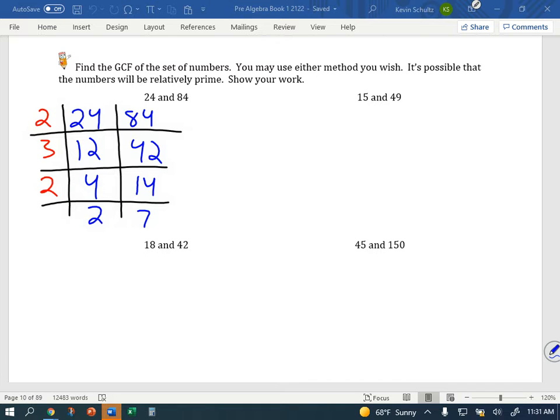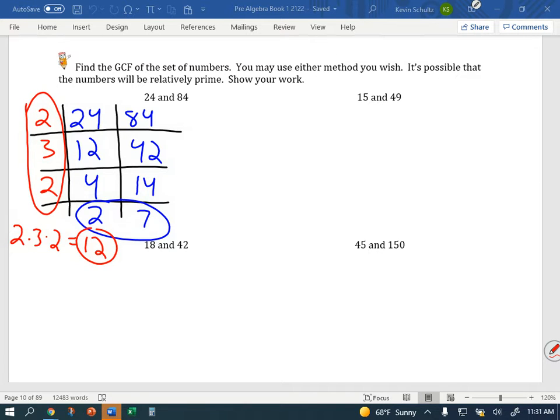The point of taking these numbers out as we go is that we eventually get numbers small enough where it's pretty easy to tell there's no number that goes into both 2 and 7 evenly. How do I get my answer? What is the greatest common factor of 24 and 84? How do we put this all together now, Quentin? Multiply. 2 times 3 times 2, which gives us 12 as a greatest common factor.